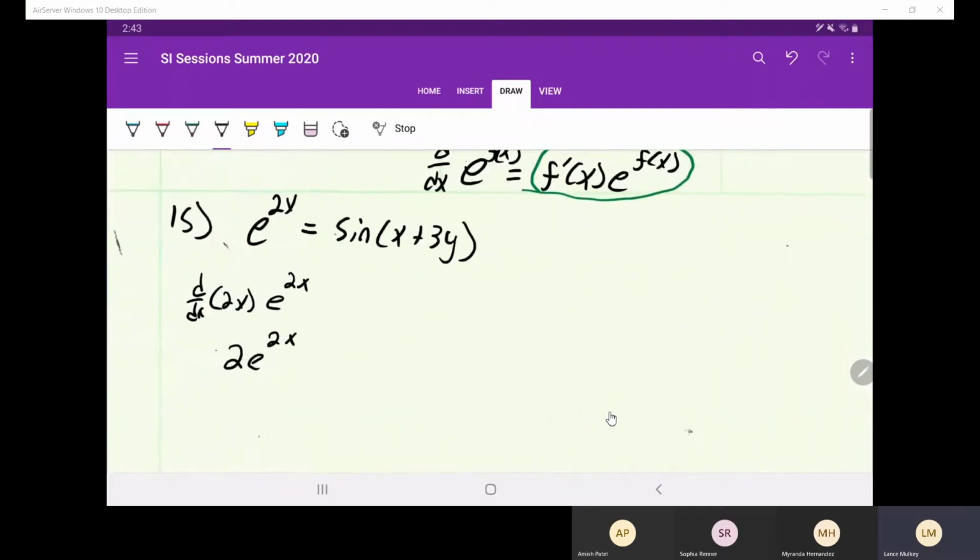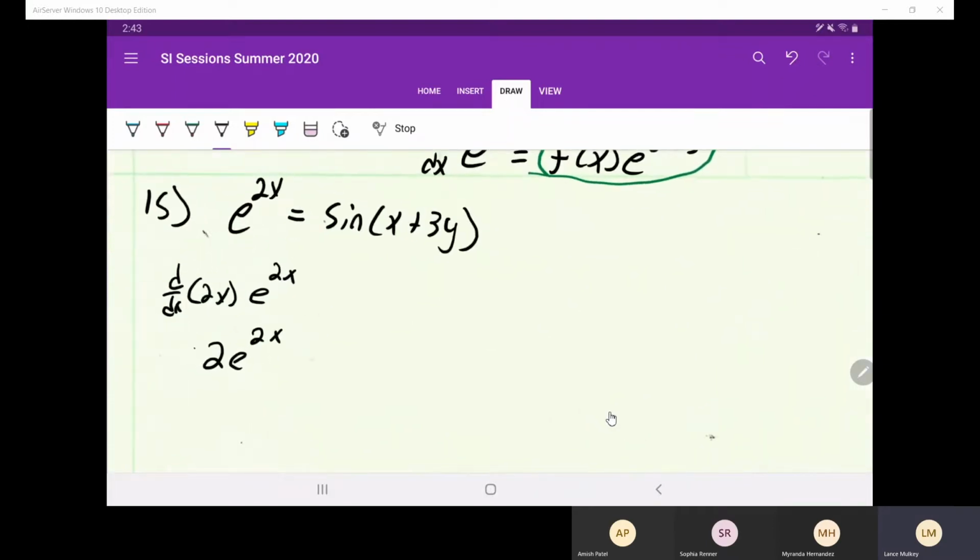Anyways, what's the derivative of sine? Derivative of sine is what, guys? It's a trig function. Yep, cosine. So cosine, you keep the inside the same, times the derivative of the inside of cosine. So the derivative of x is just 1 plus 3. Derivative of 3y is 3y prime.